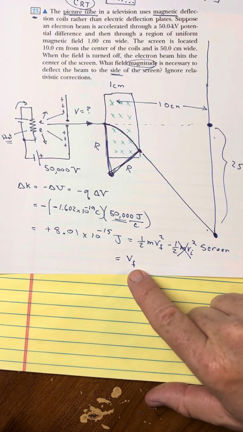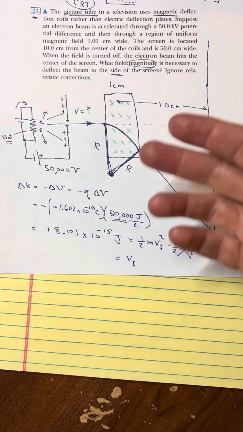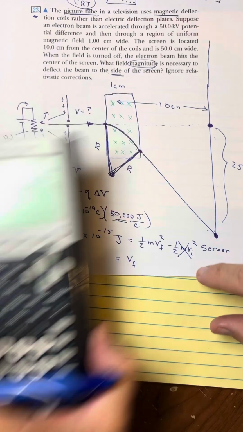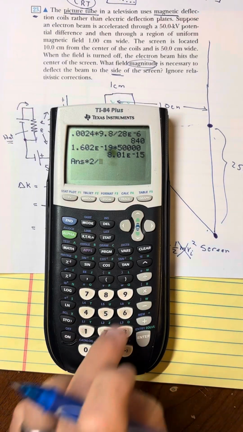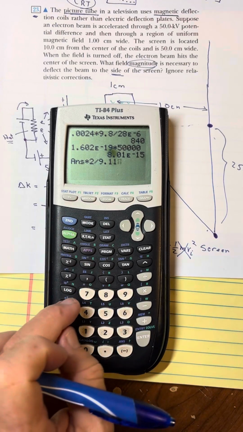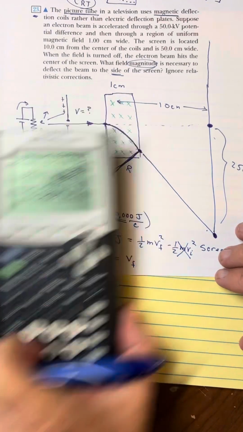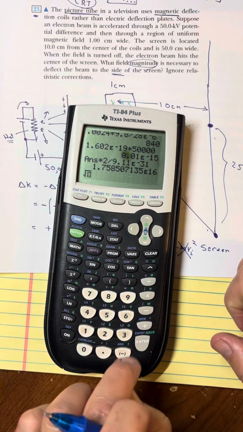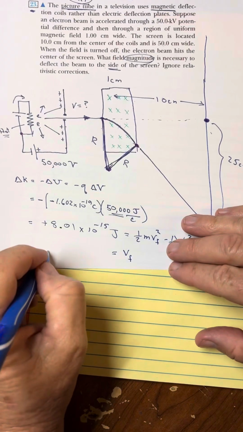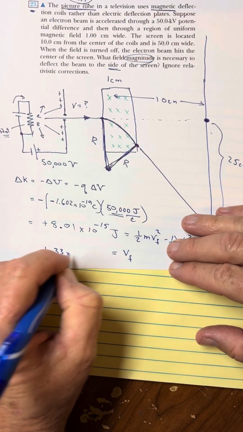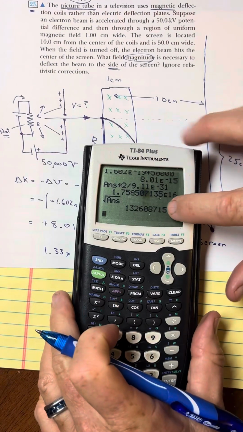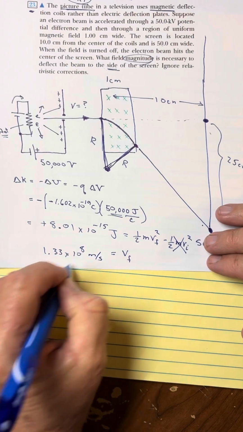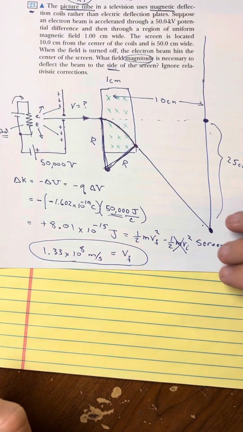And so this final speed is nearly the speed of light. It's, let's see, not quite that close, times 2, divided by 9.11 times 10 to the negative 31 for the mass. That should be the velocity squared. So if I take the square root of all that, we've got 1.33 times 10 to the 8th. 1, 2, 3, 4, 5, 6, 7, 8. Yeah. So this is incredibly fast. You might even argue too fast.